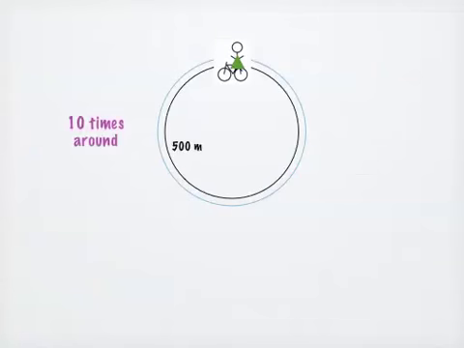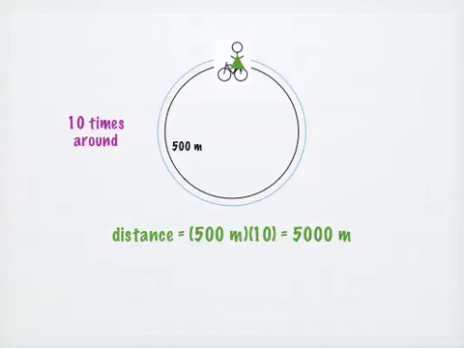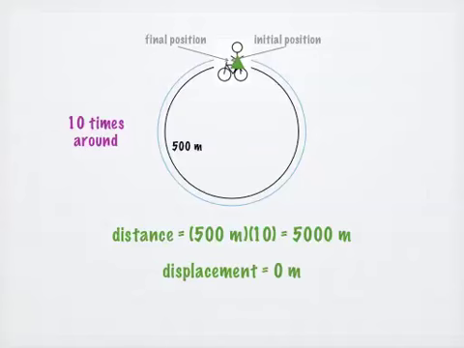As another example, let's say I ride my bicycle around a circular track that's 500 meters in circumference 10 times. What is my total distance traveled? 500 meters multiplied by 10 times around equals 5,000 meters. What is my total displacement? Remember, displacement is the difference between the initial and final positions. If I ride around the track 10 times, my final position is the same as my initial position. Therefore, my displacement is 0, or 0 meters.